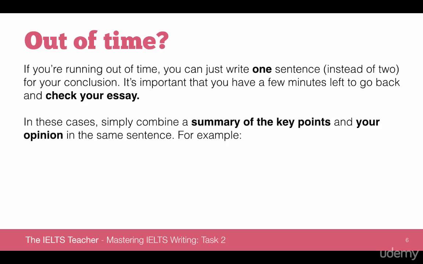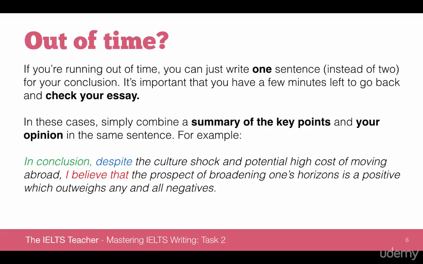What we need to do is simply combine the summary of the key points sentence with our opinion sentence to create 1 sentence. Here's an example. In conclusion, despite the culture shock and potential high cost of moving abroad, I believe that the prospect of broadening one's horizons is a positive which outweighs any and all negatives. Again, we are not just saying pros and cons. We've got what they are: culture shock, high cost, versus broadening one's horizons.